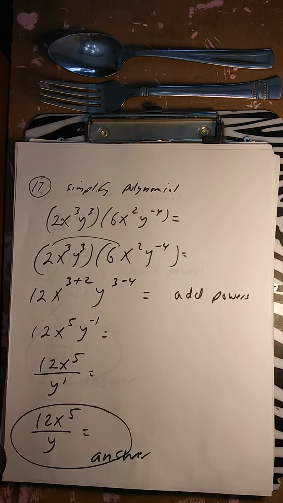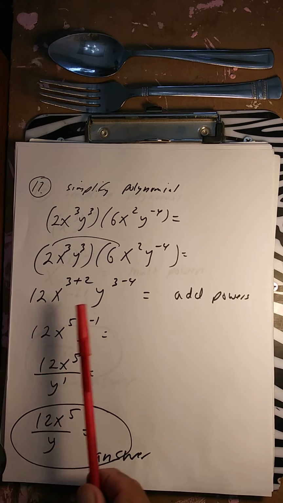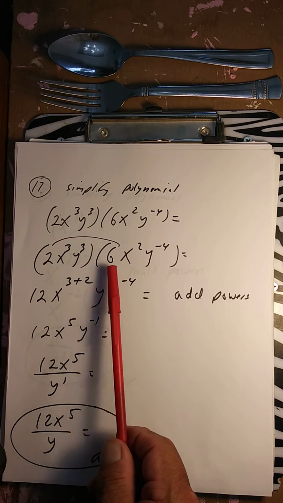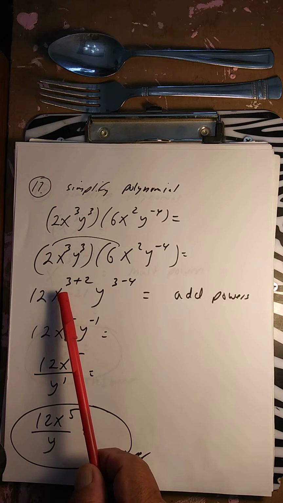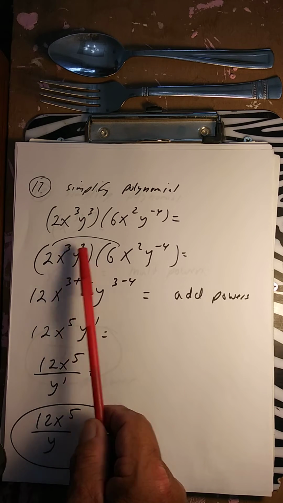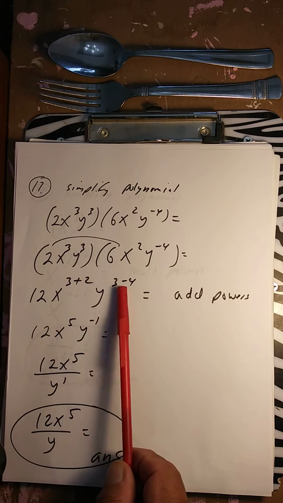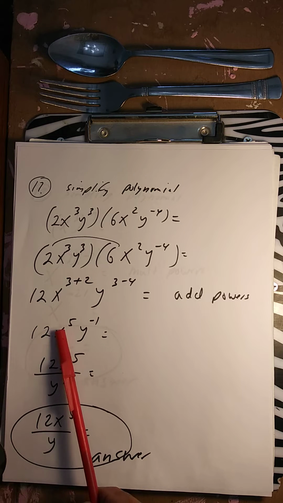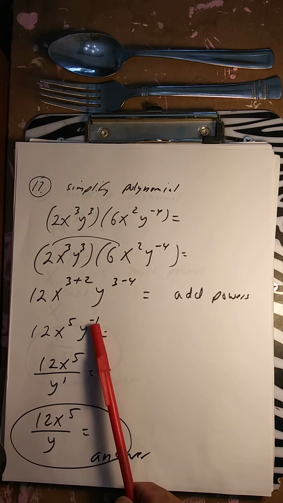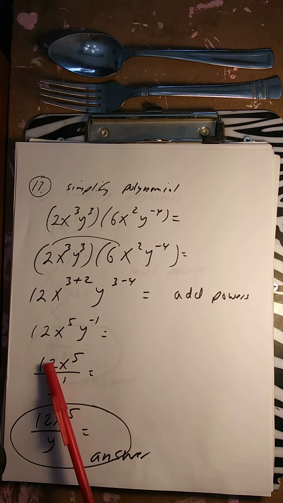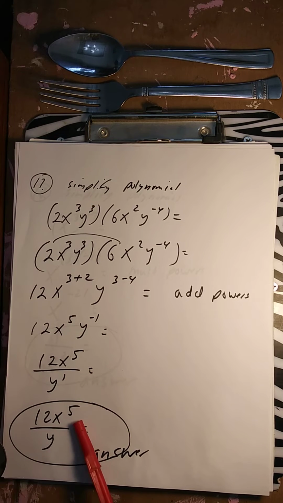Now, go to the next one. Simplify the polynomial. Multiply these two numbers. All right, so I'm just going to multiply straight across. So the number times the number. 2 times 6 is 12. And I'm going to add the powers. 3 and 2, 3 and negative 4. Add those numbers right there. That's going to give you 12x to the 5, y to the negative 1. But I don't want negative 1 power. So I'm going to rewrite this as 12x to the 5 over y to the 1. And that's going to be 12x to the 5 over y.